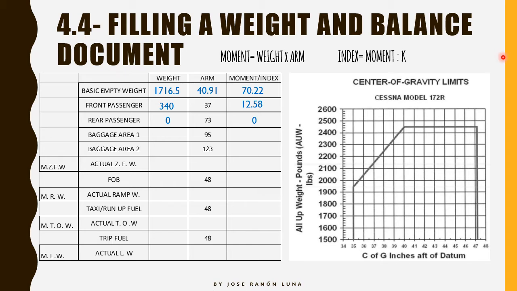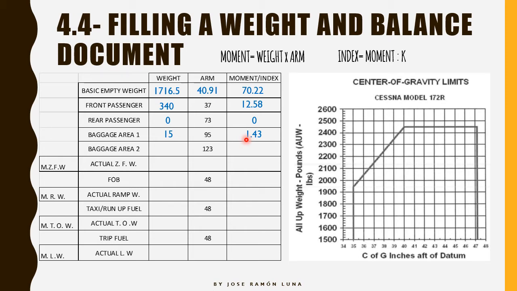No rear passengers, which means no rear moment. 0 times 73 is obviously 0. In baggage area 1, I'm going to be carrying my sandwich and that's going to be 15 pounds. Yes, it's a big sandwich. 15 times 95 is going to give us 1.43. Again, this is an index.